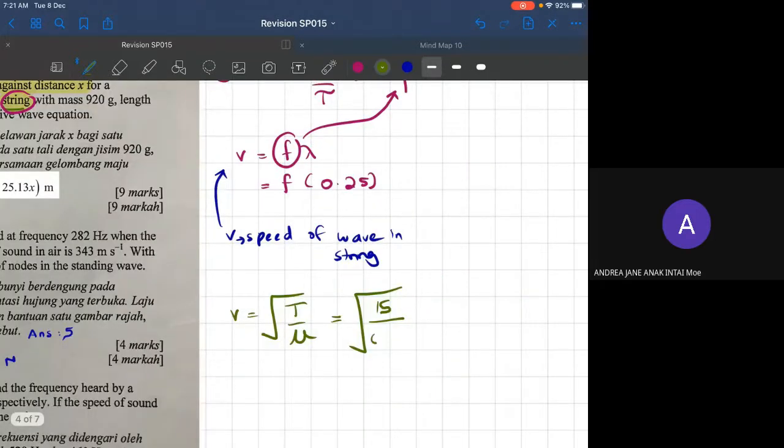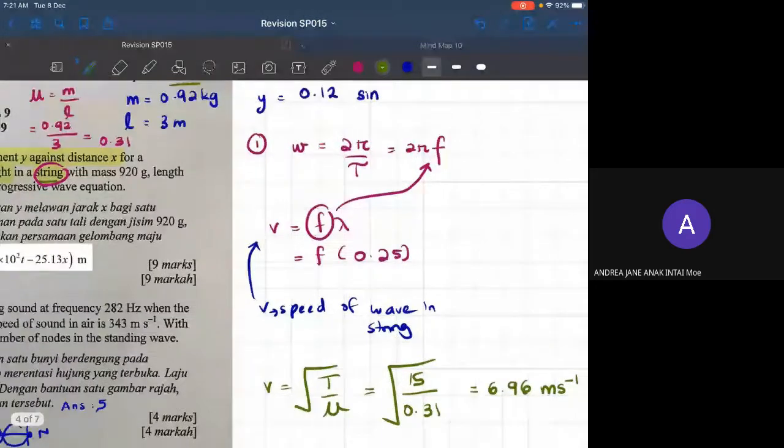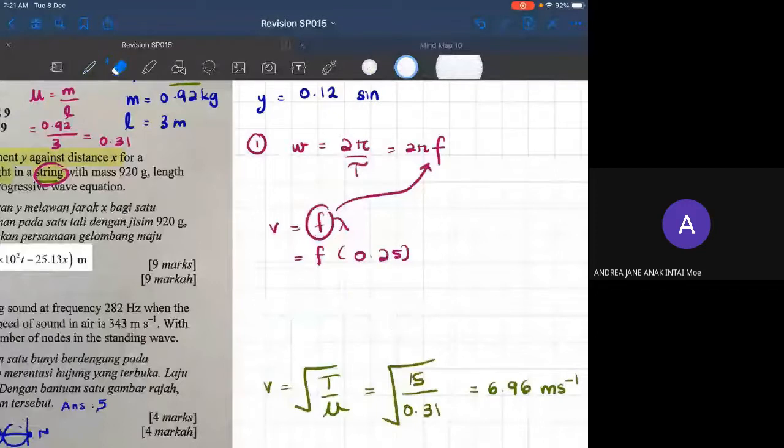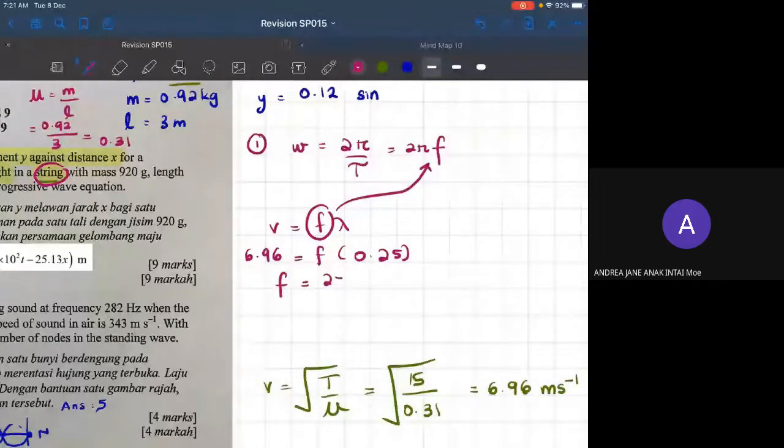With 0.31, your velocity would be 6.96 m s^-1. Okay, 6.96 I think. Then we have the velocity, right? So Miss erases this. We want to find the frequency, so this will be 6.96. If you don't understand, you can ask, you can interrupt me. Then solve, and you will get the frequency equal to 27.84 Hz.